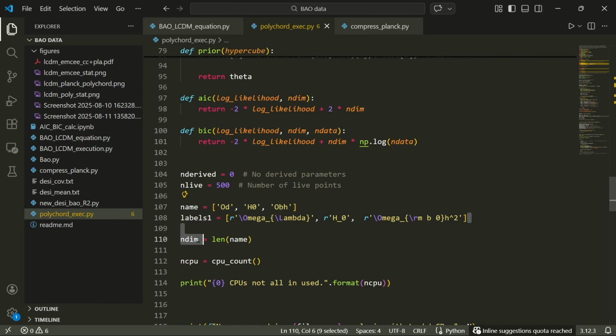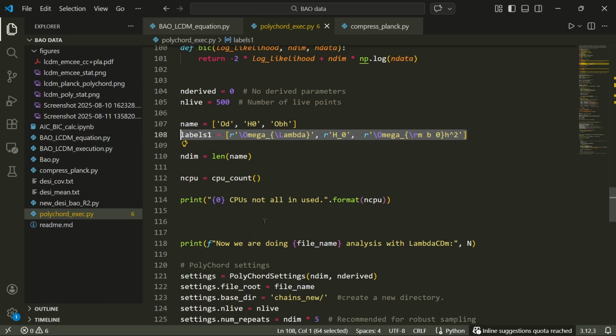What are the labels we are going to use in terms of LaTeX? And there is an n dimension. The n dimension will depend on the names. So you have to change the names.